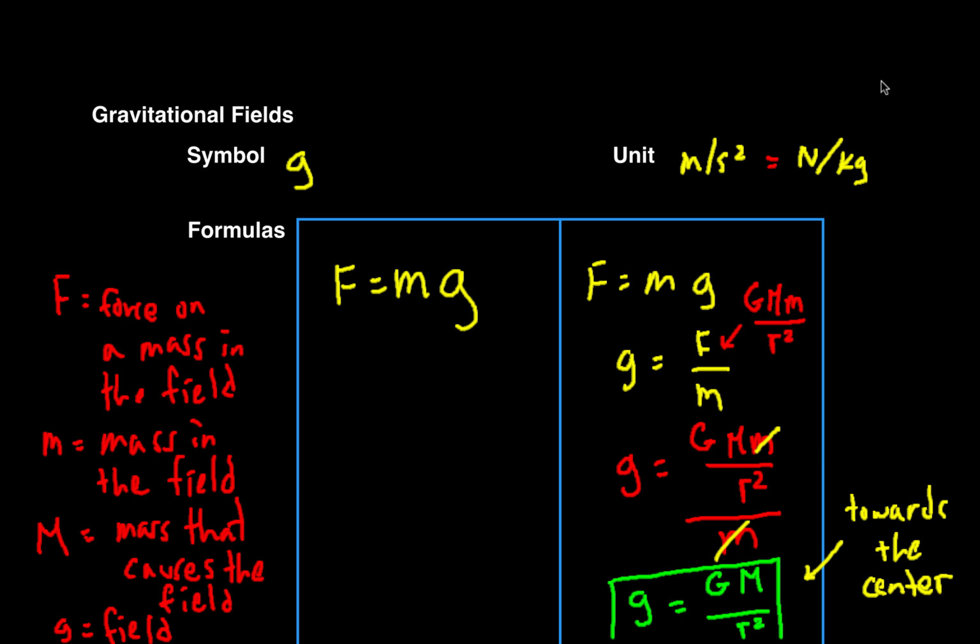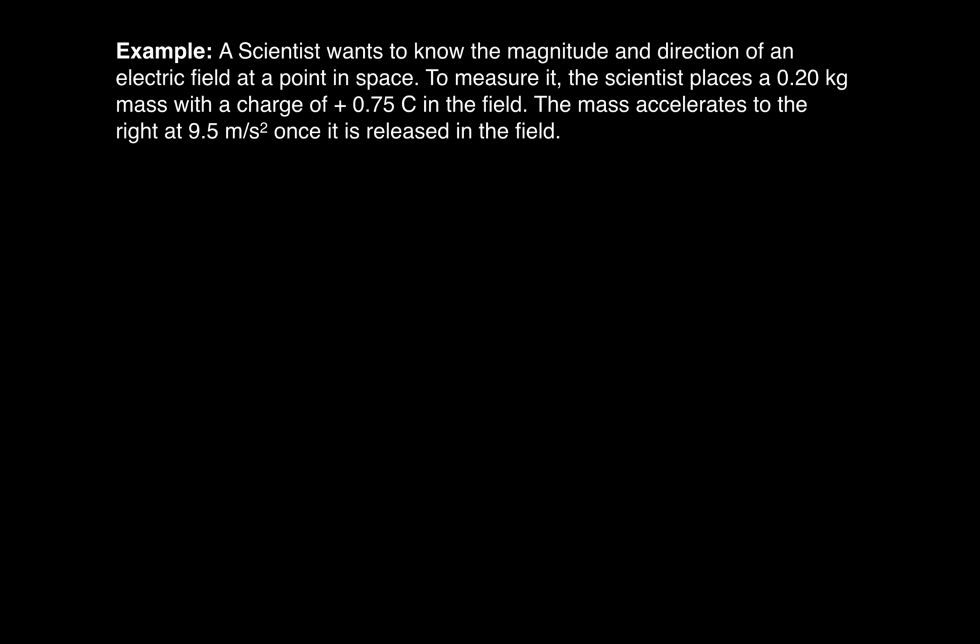Electrical fields could either be towards the object or away from the object, depending whether the object producing the field is negative or positive. Example: a scientist wants to know the magnitude and direction of electric field at a point in space. To measure it, the scientist places a 0.2 kilogram mass with a charge of positive 0.75 coulombs in that field. The mass accelerates to the right at 9.5 meters per second squared once it is released in the field. To calculate the electric field at that point, we need the force.